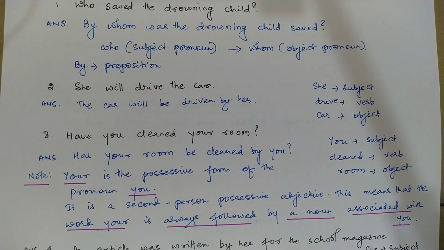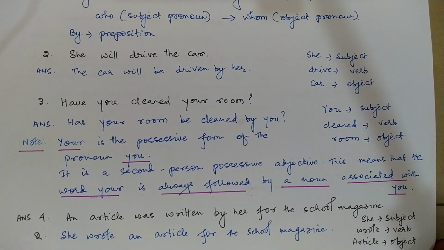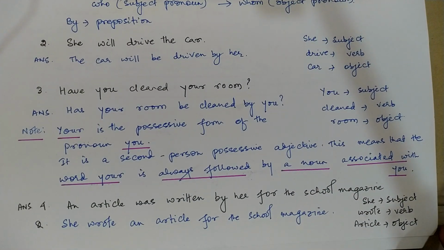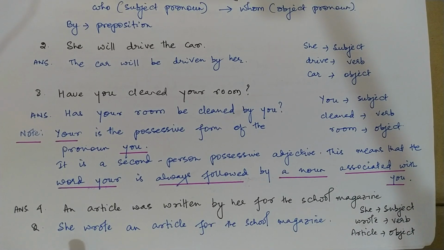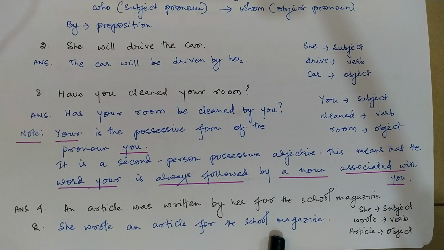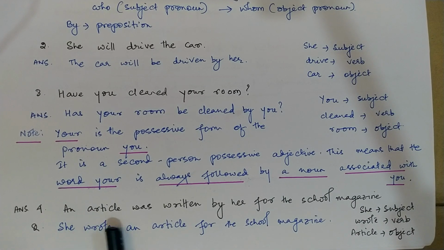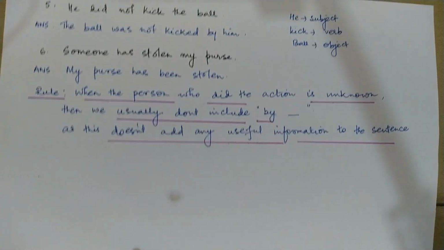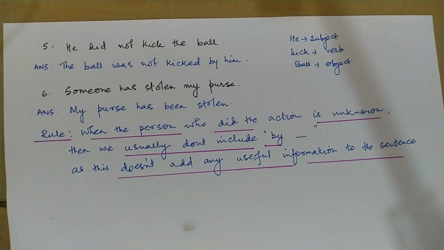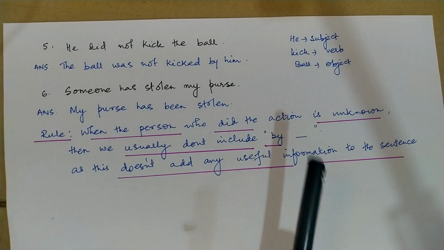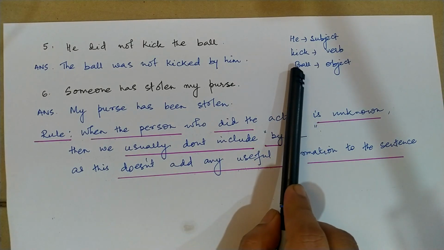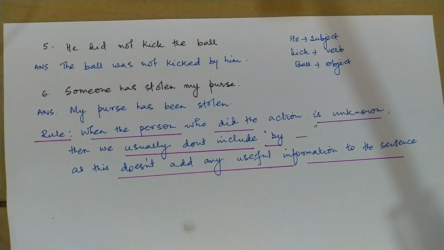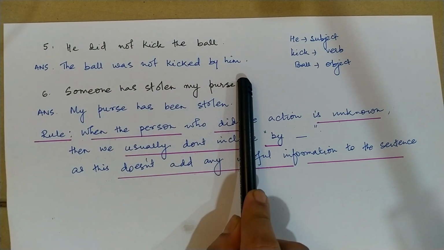Now question number 4. She wrote an article for the school magazine. Subject she, wrote verb, article is the object. So an article was written by her for the school magazine is your answer. Number 5. He did not kick the ball. Subject is he, kick is the verb, and ball is the object. So the ball was not kicked by him.